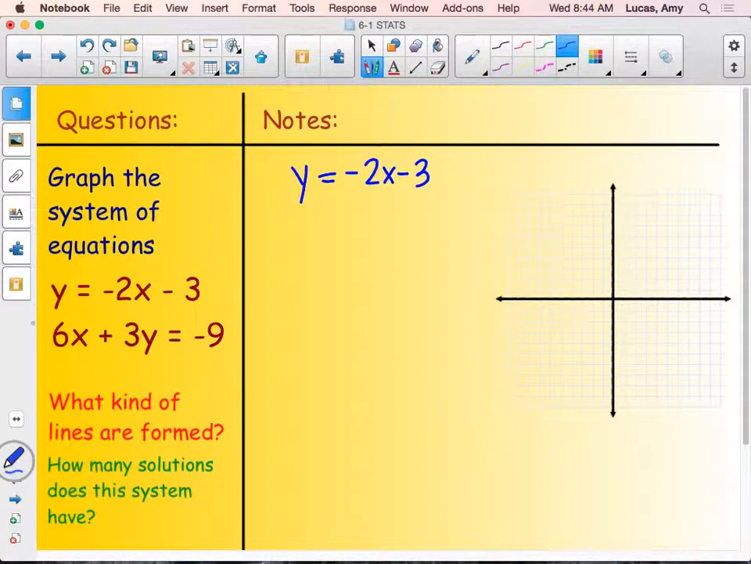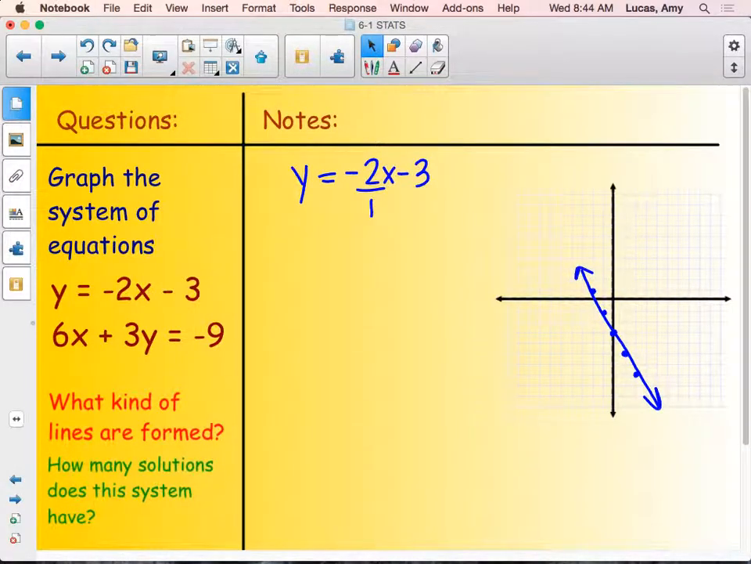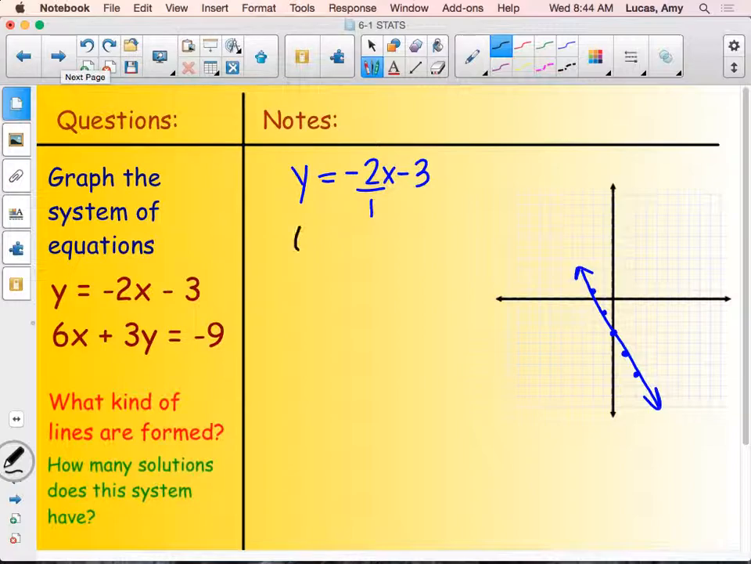This one I can graph right away: start at negative 3, and go down 2 over 1. Reverse it, and draw my line. Okay, then my second equation needs solving again. Remember, anytime your equation is not in slope-intercept form, you need to do the rewriting first.